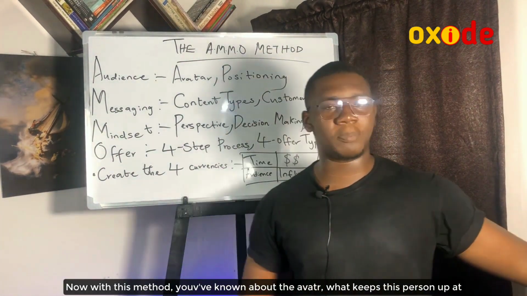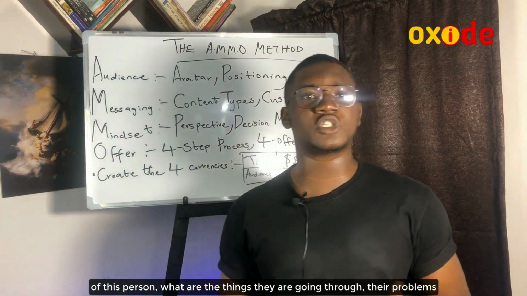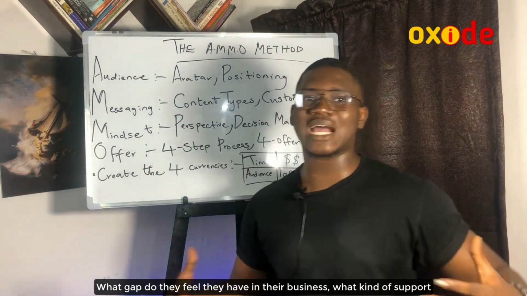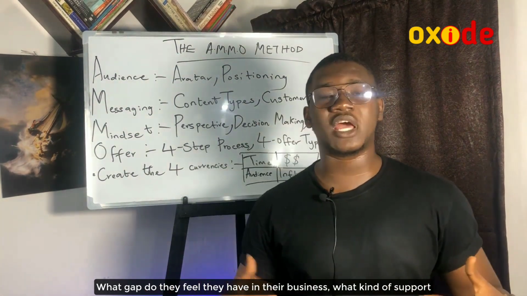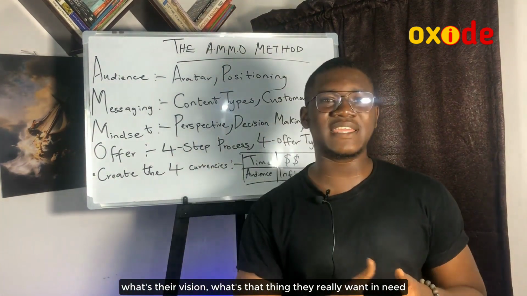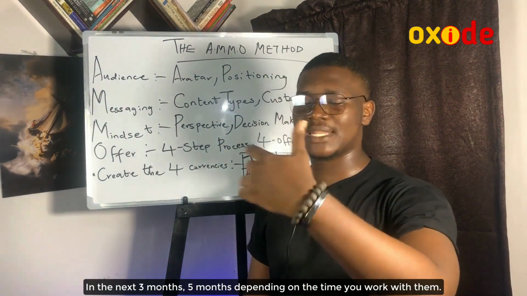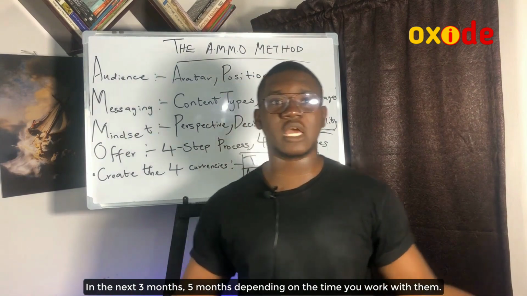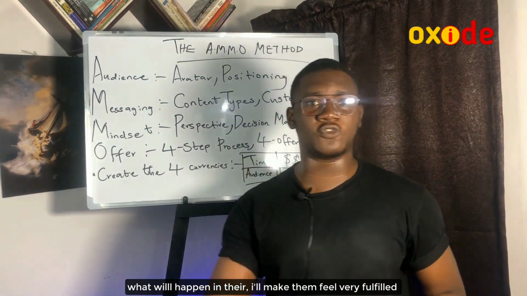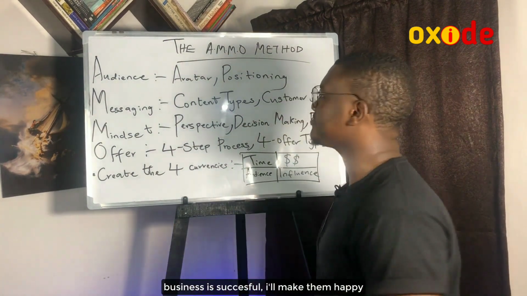Now, with this method, you learn about the avatar. What keeps this person up at 2 a.m. at night? What's the secret ambition of this person? What are the pains they are going through, their problems, their challenges? What gap do they feel they have in their business? What kind of support do they need? What's their vision? What's that thing they really want that they don't talk about? What will happen to them in the next 3 months, 5 months, depending on the time you work with them? What will happen in their business that will make them feel very fulfilled, that will make their businesses successful, that will make them happy?